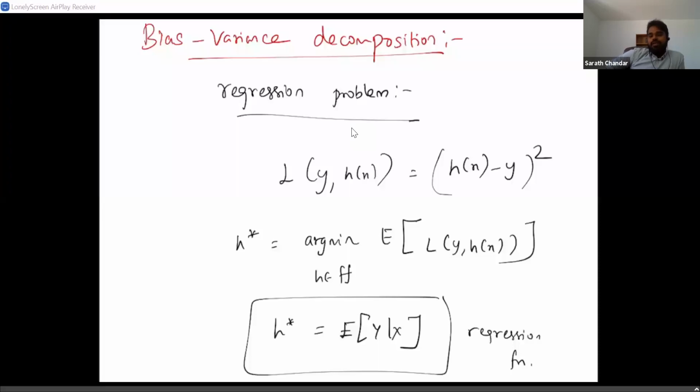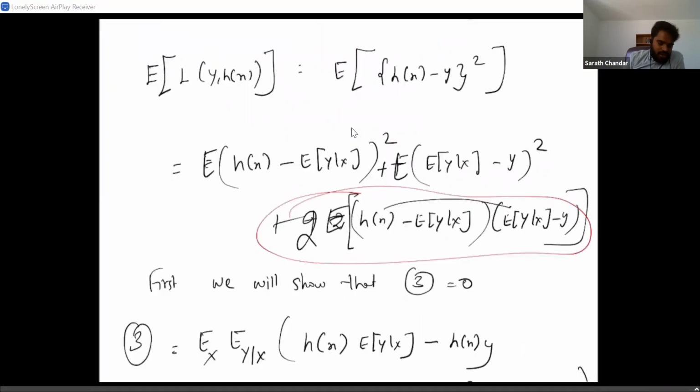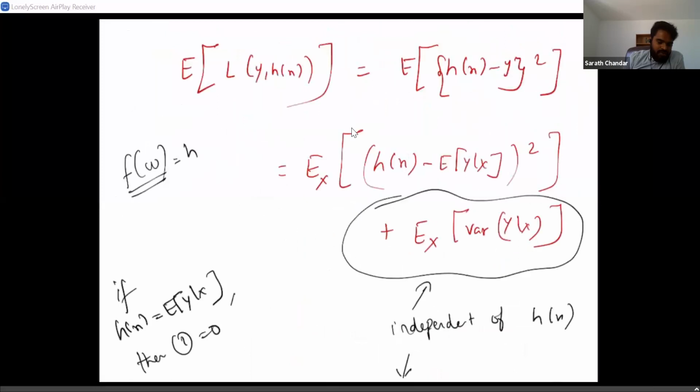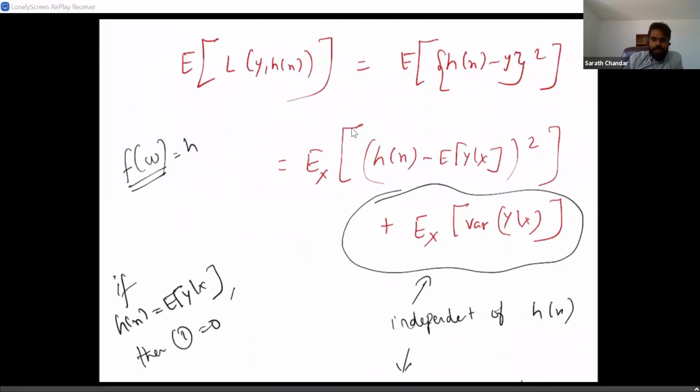Expectation with respect to the data, loss of y comma h of x, and we expanded it and tried to decompose this loss into two terms, right? So in the end of our discussion, we divided it into two terms. The first term is going to go to 0 when h of x is equal to E of y given x, which is the true regression function, right?